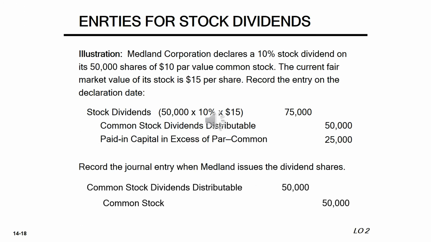So that was the entry to record on the declaration date. How about when Midland actually issues the dividend shares? When the company issues the dividend shares, we're going to need to record the following transaction. We're going to debit common stock dividends distributable 50,000, and we're going to credit common stock for the same amount, 50,000.